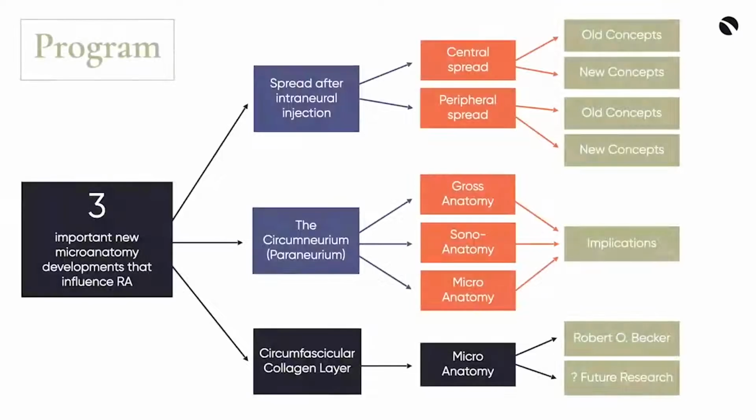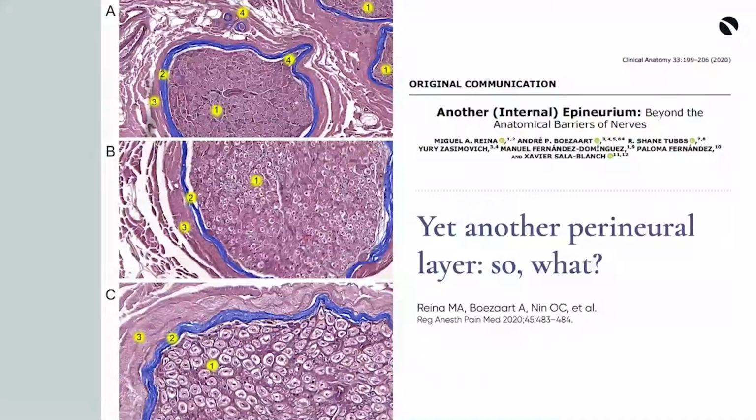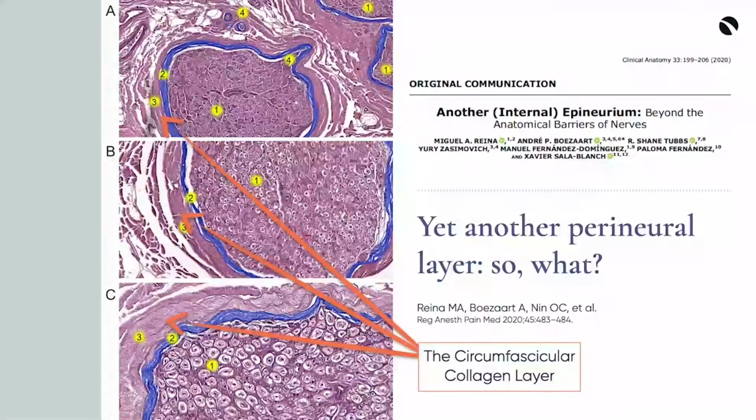The third potentially important development as far as the microanatomy of the brachial plexus is concerned is the recent description of the circumfascicular collagen layer. Out of ignorance in our original description in 2020, we named it the internal perineurium. This is obviously a misnomer because something cannot be internal and have the prefix epi. We subsequently, in a letter to the editor of RAPM, proposed to rename it the circumfascicular collagen layer.